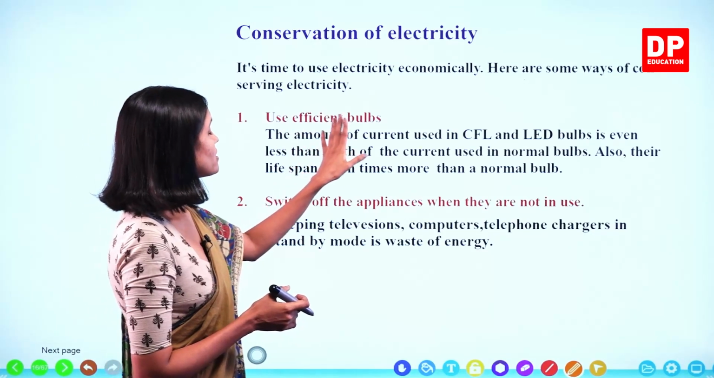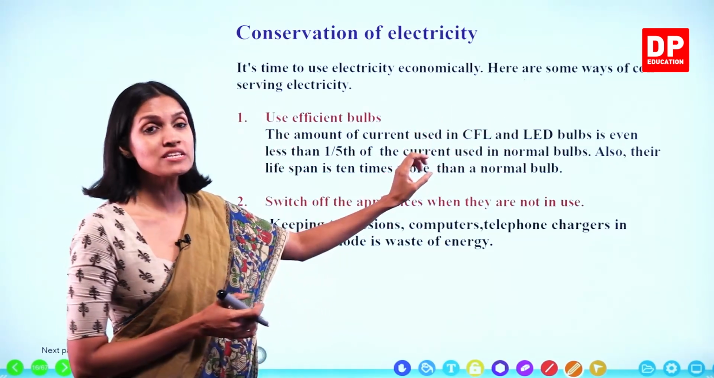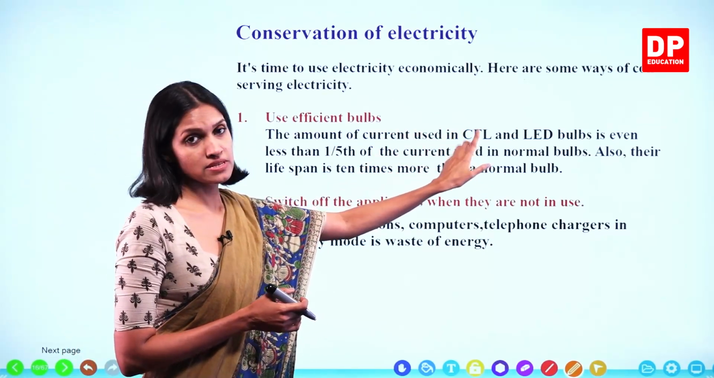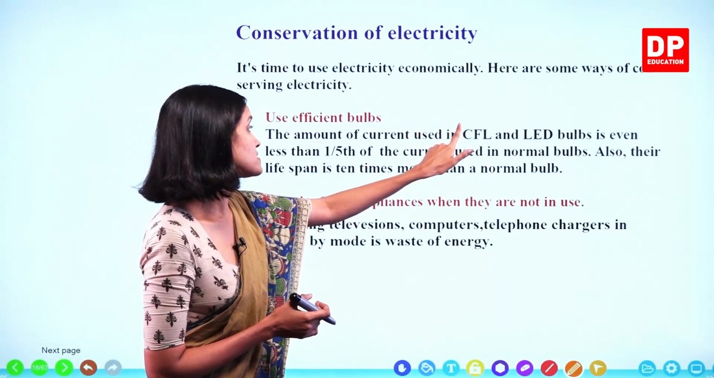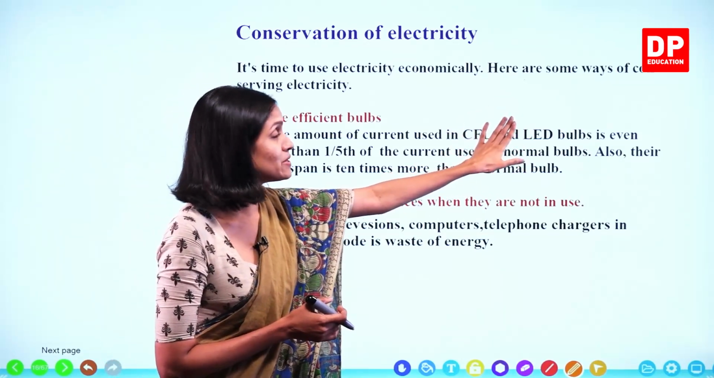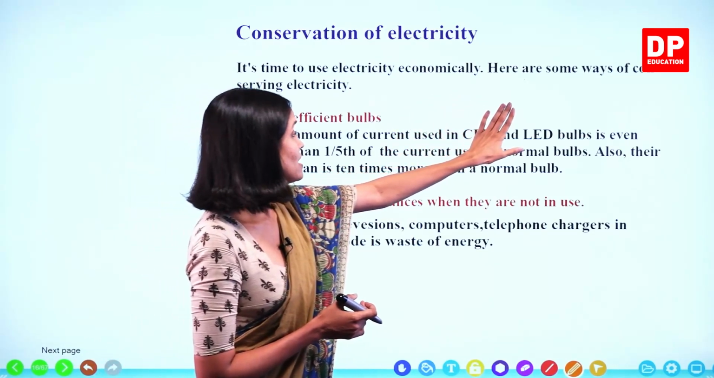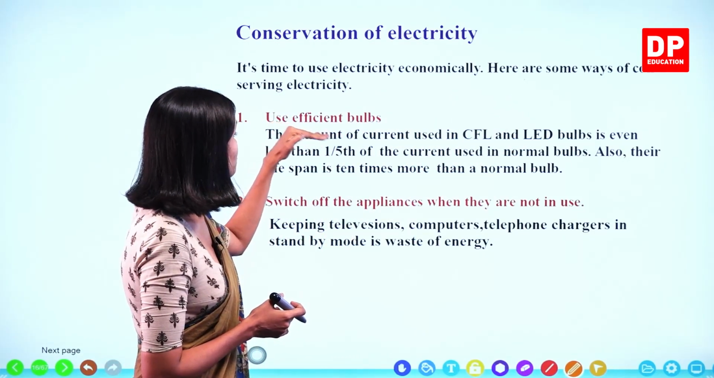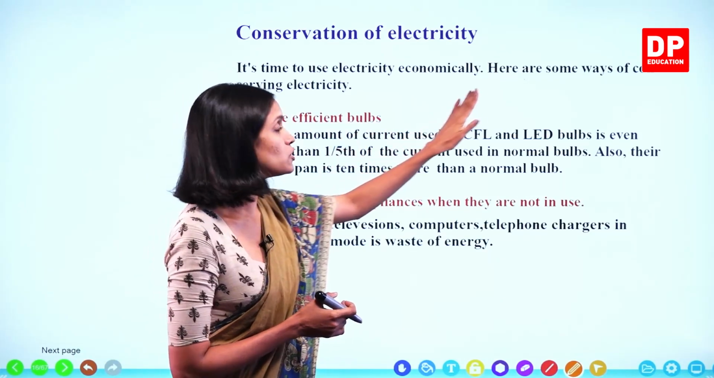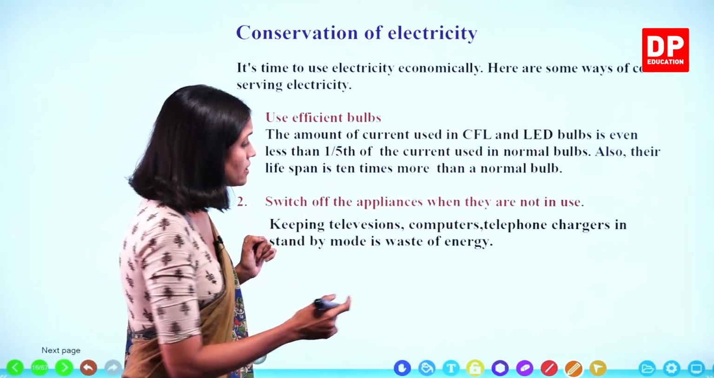We'll go through this. The amount of current used in CFL and LED bulbs. CFL means compact fluorescent lamps. LED, we all know, is a type of diode, light emitting diode, right? The current used in CFL and LED bulbs is even less than 1/5 of the current used in normal bulbs. Normal bulbs means the filament bulbs, right?